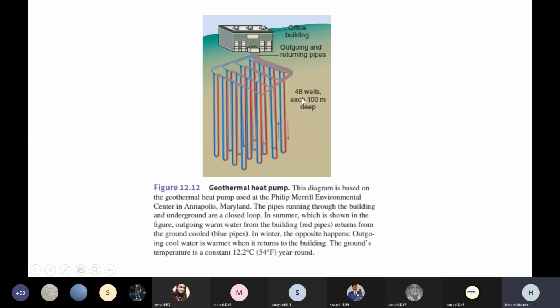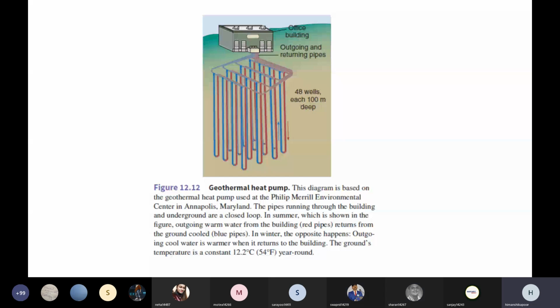So it is a very efficient system of cooling water without wasting any conventional source of energy on it. You are just dependent upon nature's energy. Clear?